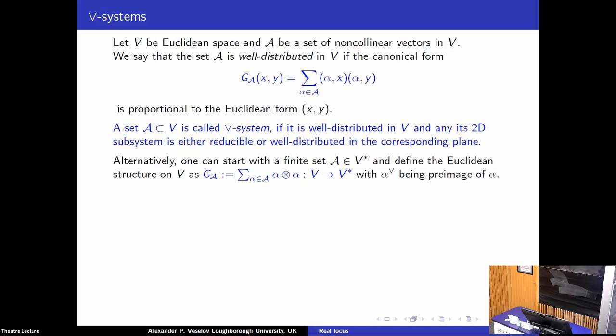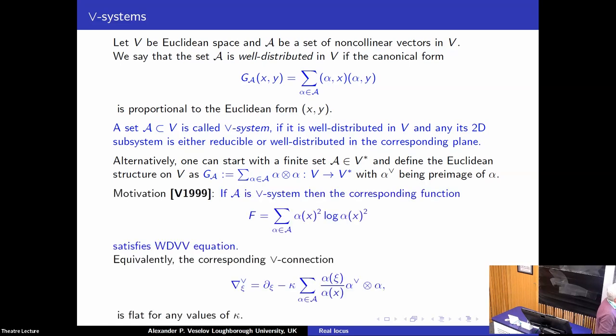Do you want A to be a spanning set? Yes. I always consider it essential. And maybe at some point I will be talking about the irreducible situation, right? But it has to span V star, otherwise. Yes, you're right. Yes, it has to span.